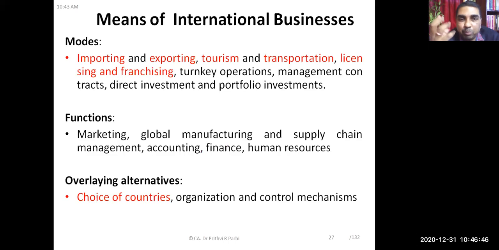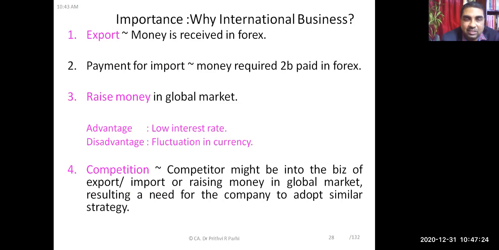Now we have also discussed various means of international business. International business may happen through importing, exporting, tourism, transportation, licensing, or franchising. So there are many ways of doing international business. Various functions involved in a business like marketing, manufacturing, HR management, and accounting can also be internationalized. And when you enter into international business, you have a choice of countries. It's not that you are dealing with only one country. You can deal with many countries. These are various modes or means of international business.